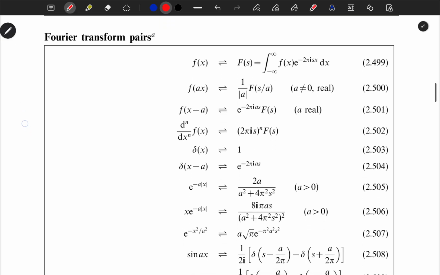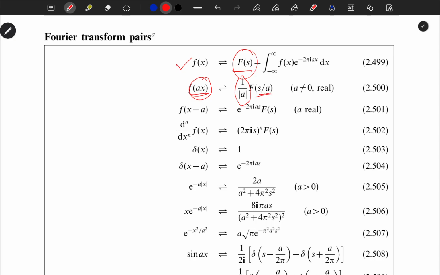Fourier transform pairs. So normal f of x transforms to F of s. f of x over a goes to 1 by mod of a, F of s by a. f of x minus a will add e to the power minus 2 pi i a s. Derivatives n times give 2 pi i s to the power n.